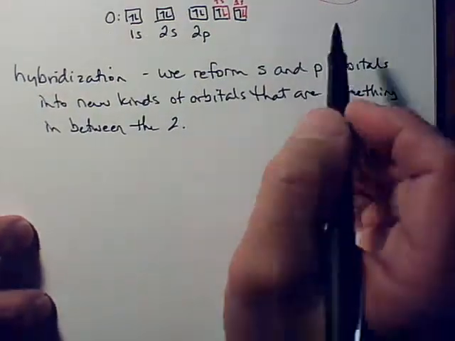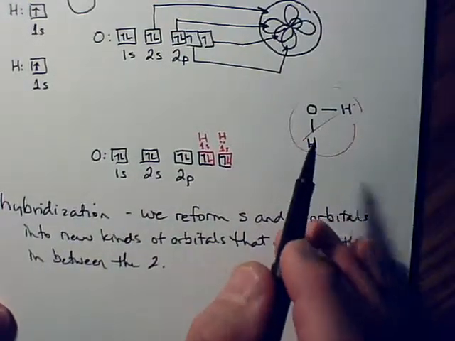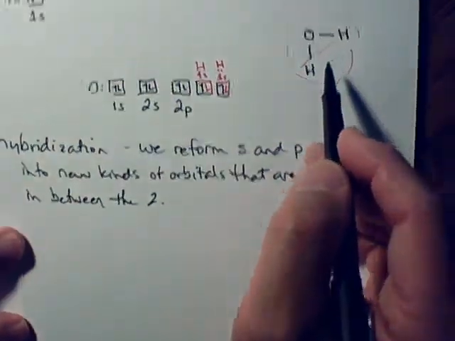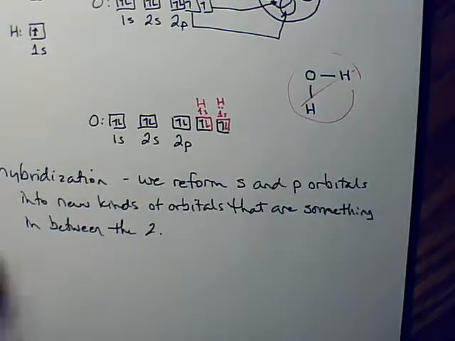So what does that mean? Well, here's what we know about the bonding between oxygen and hydrogen. They don't form this 90-degree angle. Okay.